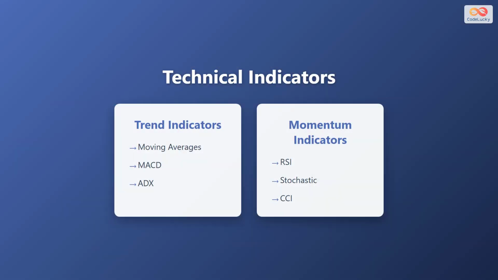Technical indicators are mathematical calculations based on price and volume data that help confirm what charts are showing. They fall into different categories. Trend indicators like moving averages, MACD, and ADX help identify the direction and strength of trends. Momentum indicators like RSI, Stochastic, and CCI measure the speed and strength of price movements, helping identify when a stock is overbought or oversold. Using multiple indicators together provides more reliable signals than relying on just one.